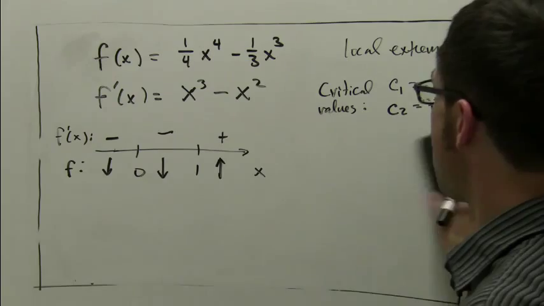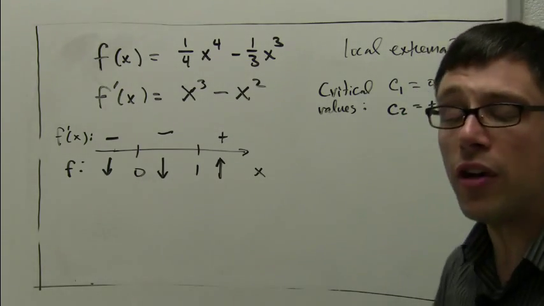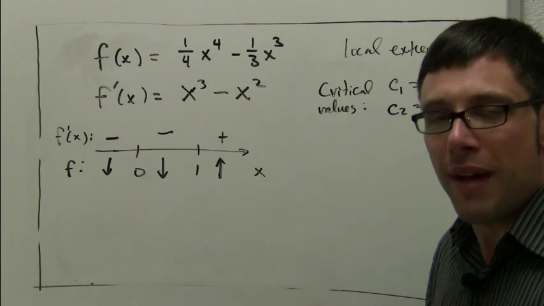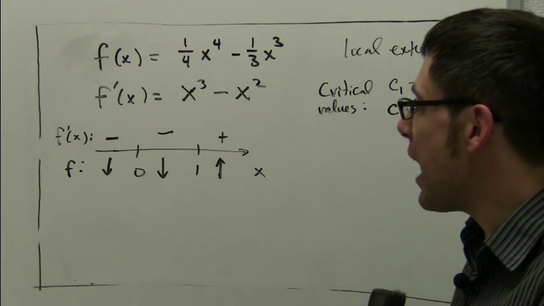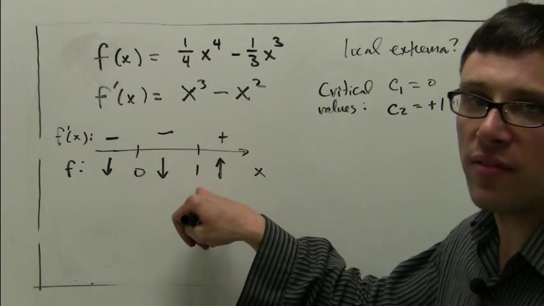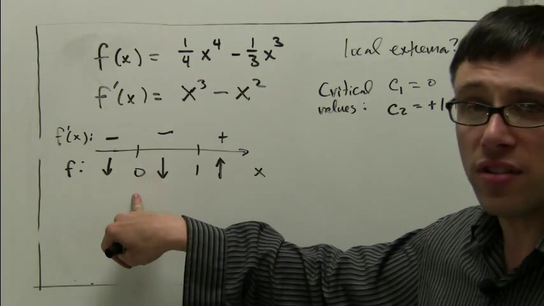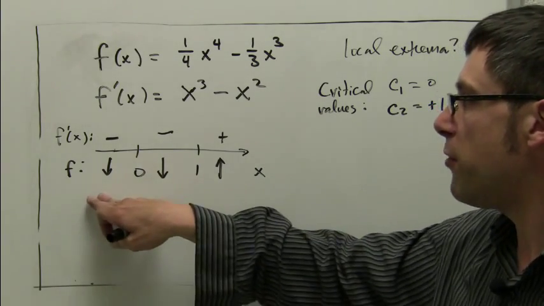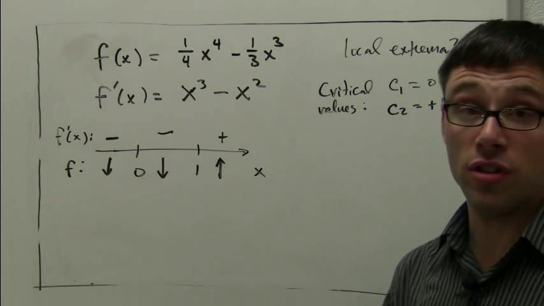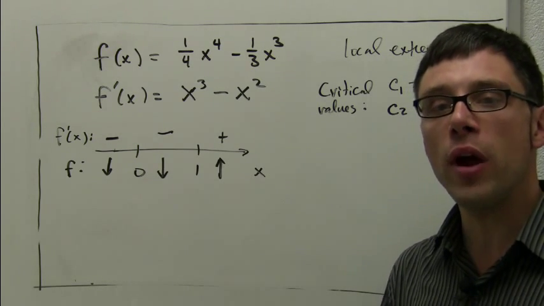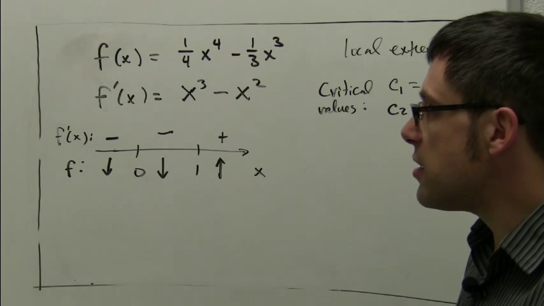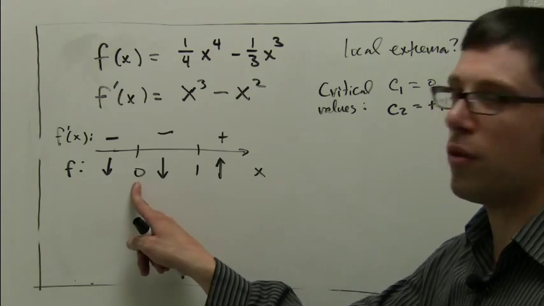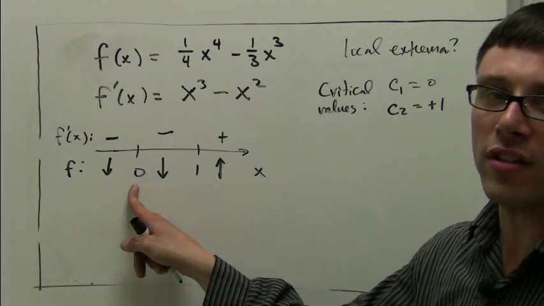So what we found is that even though these are two critical values, the function does not necessarily have a minimum or a maximum there. The function only has a local minimum at positive 1, but it has neither at 0. The function is just kind of flat there, actually. It's decreasing before and after x equal to 0. So this is a case where the first derivative test sort of fails for this one particular 0 value, meaning that it's not a minimum or a maximum.